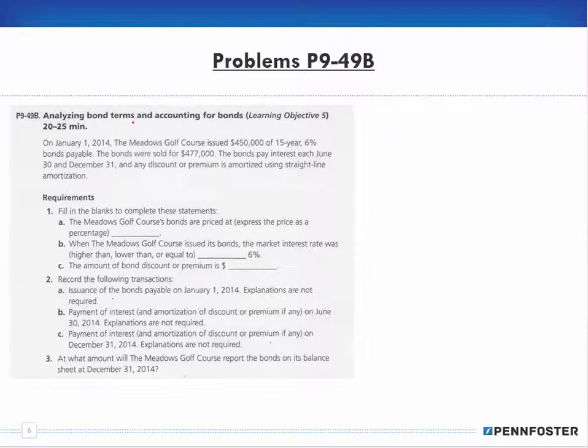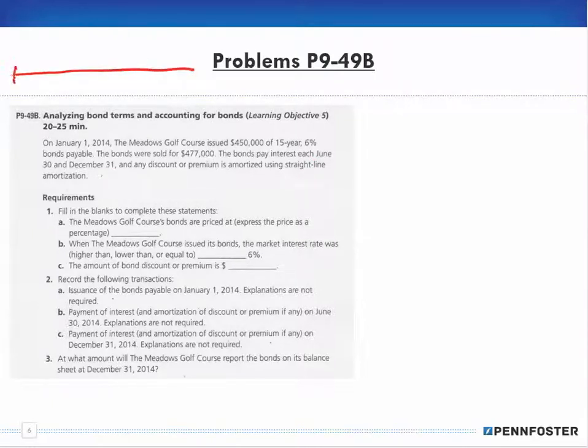All right, so analyzing bond terms and accounting for bonds. On January 1st, the Meadows Golf Course issued a $450,000, 15 years, 6% bond payable. The bonds were sold for $477,000. Bonds pay interest each June 30th and December 31st.